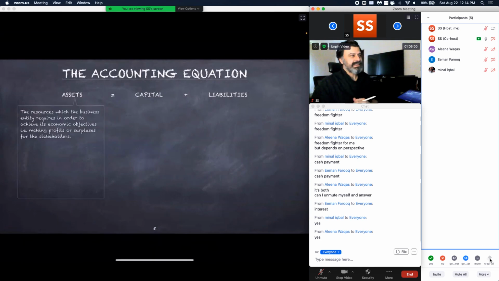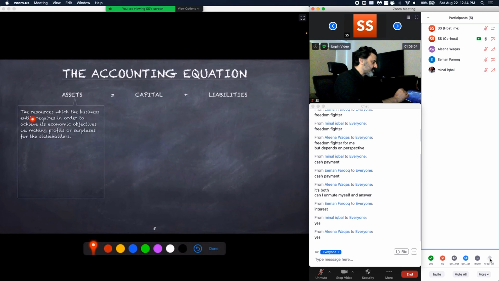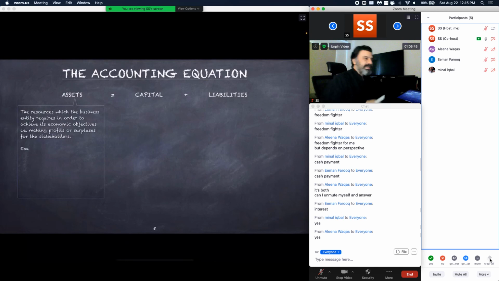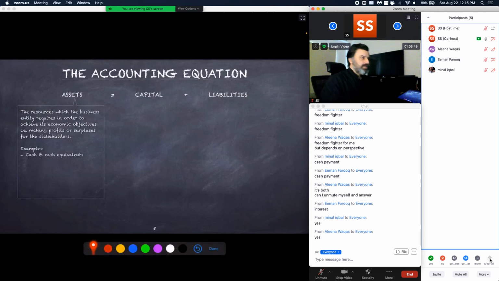So what are assets? Assets by definition are the resources which the business entity requires in order to achieve its economic objective, which is making profit or surpluses for the stakeholders. Who are the stakeholders here? Two obvious stakeholders are your owner, and those who are not the owner but have given you some contributions. There are some other stakeholders too, which we will discuss later on. For now, I just want to keep it simple. These assets are like the aquarium in which the fish will survive. What are the common examples of assets? The most basic and the most important of all the assets is what we call cash.